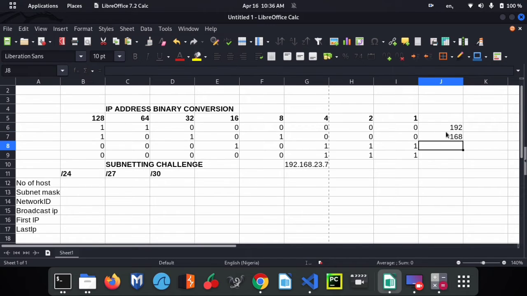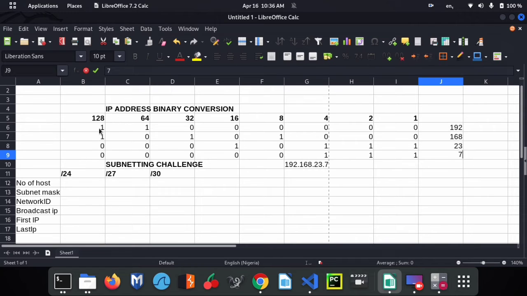168 and 23 and 7. Okay, so likewise, if you have to convert a binary to an IPv4 address, it's simply the same thing as well.